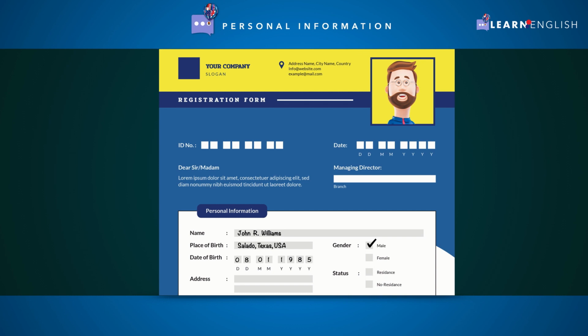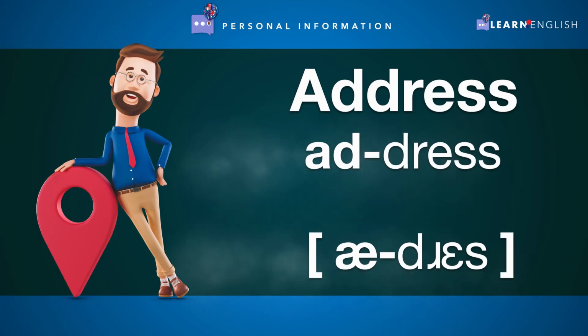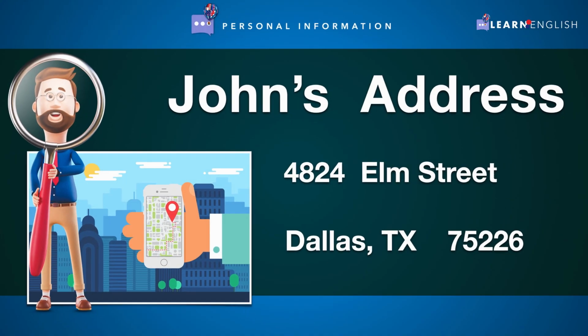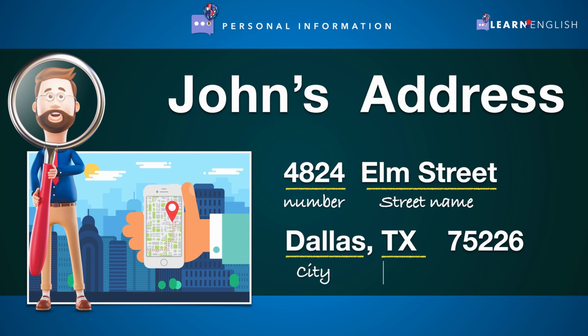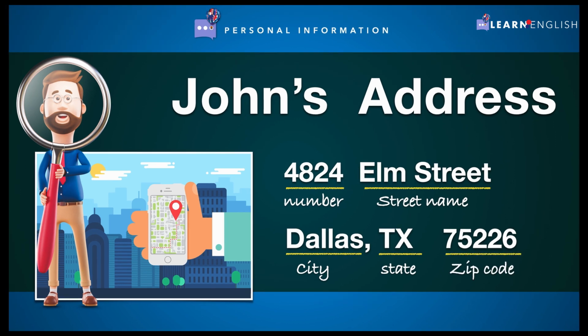Okay, let's continue with our next data, address and status. Address. Let's look at John's address. 4824 is the house or apartment number. Elm Street is the street name. Dallas is the city. TX is the state, which is Texas. And the last number is the zip code. Let's look at each of them.